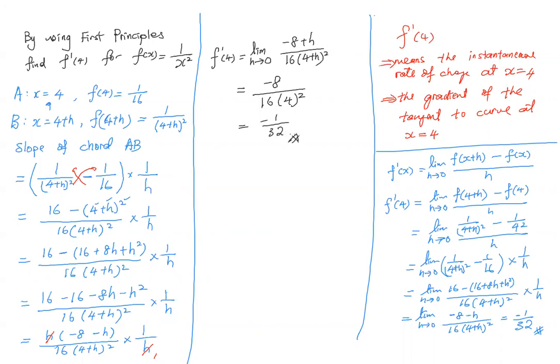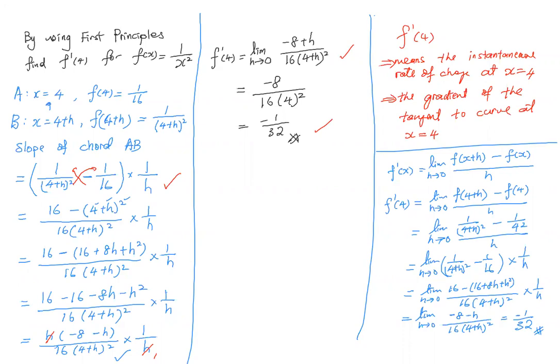So this is called your first principle. How do you get marks? You got this right. You simplified correctly. You write the limit here. You get the answer. You get 4 marks.